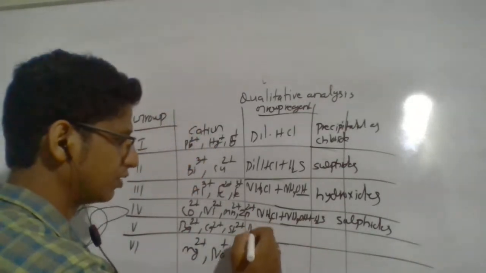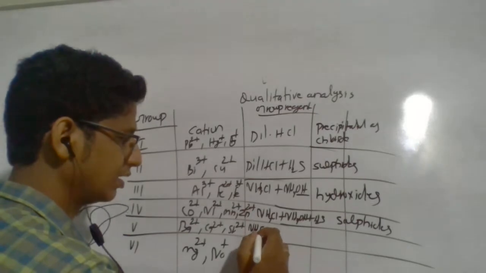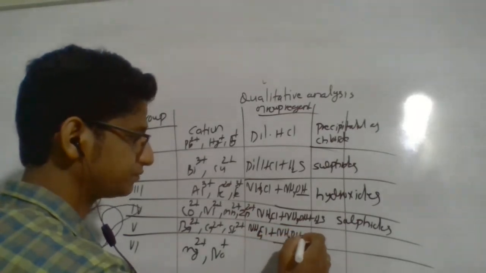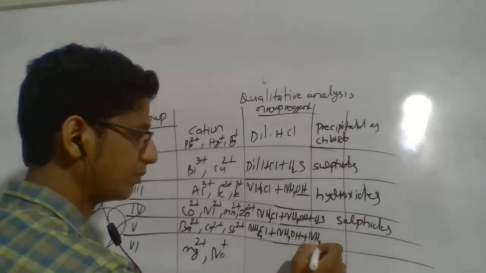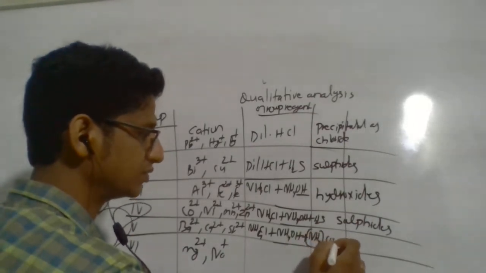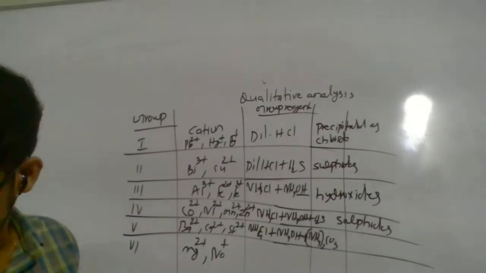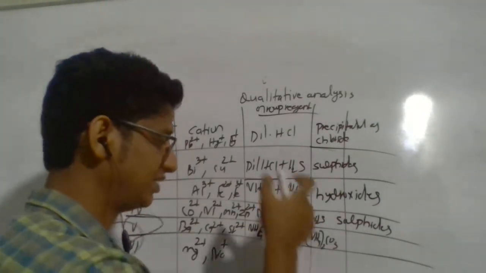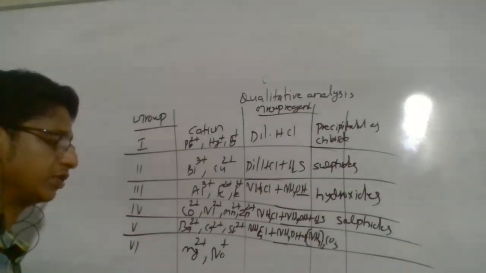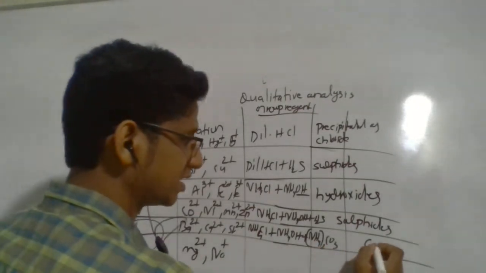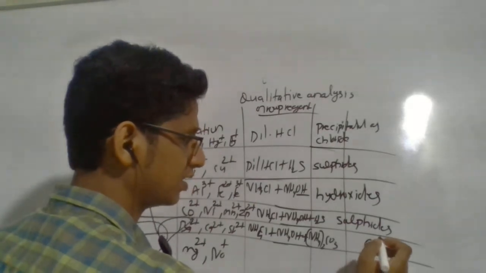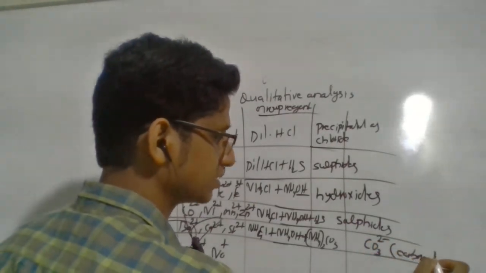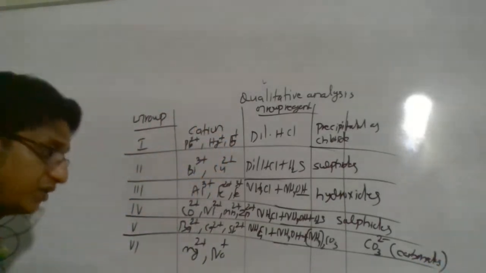Remember, group 5 is ammonium chloride plus ammonium hydroxide plus ammonium carbonate, (NH4)2CO3. So these are the reagents: ammonium chloride, ammonium hydroxide, ammonium carbonate. This we will call the group reagents of group 5. And remember, it precipitates as carbonates. Group 5 precipitates as the corresponding carbonates. So that's what group 5 is all about.